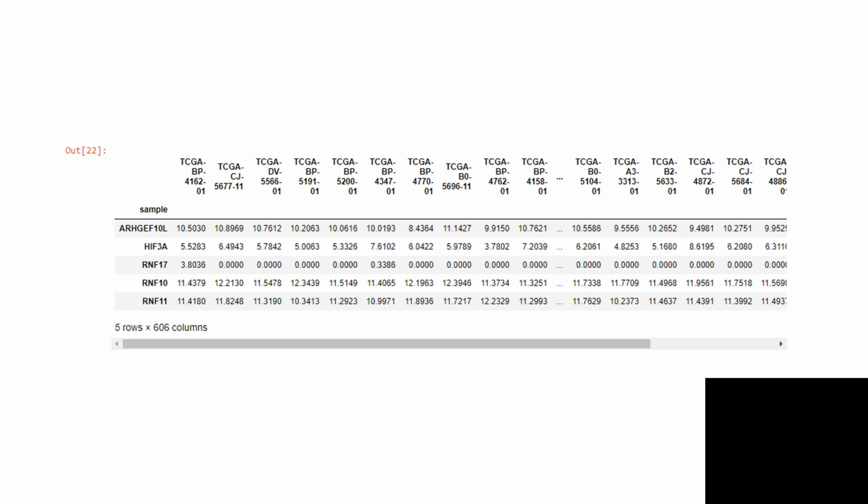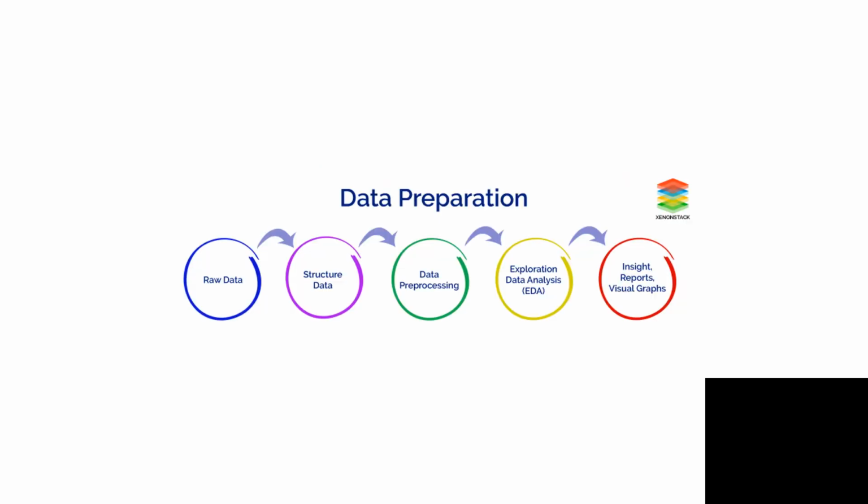Here is a head of the original data set. This is just a sort of sample template for the data preparation workflow.